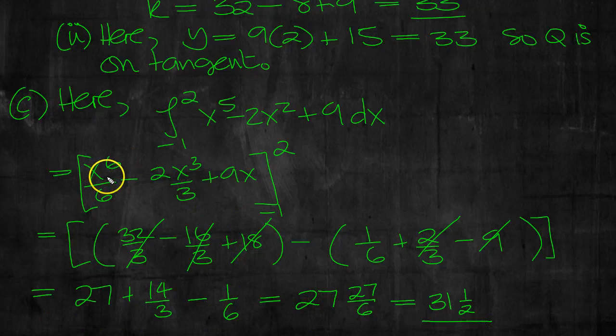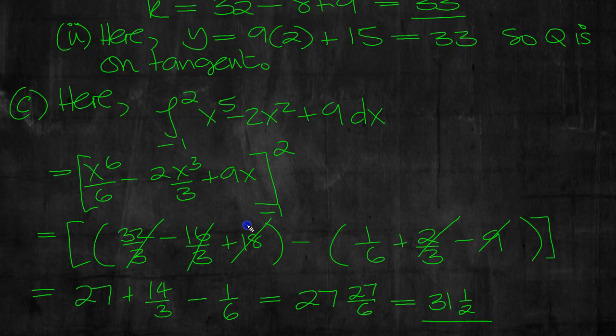So I'm just going to double check that. X to the 6 over 6 is x to the 6 over 6, and x to the 5, 2 to the 5 is 32 over 3. And then 2 cubed is 8, 16, minus 16 thirds plus 18. Minus, and then you've got minus 1 in here is 1/6. And then this will be a plus 2 thirds. And this will be a minus 9.